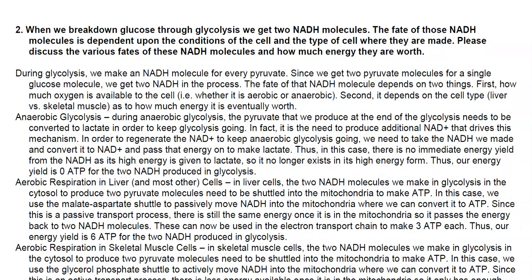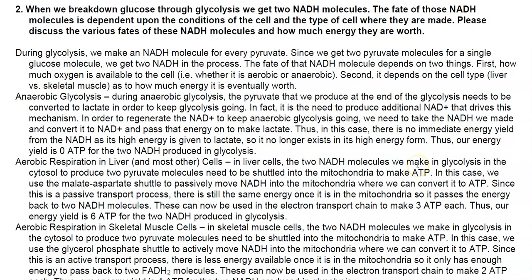Question 2 basically says when we break down glucose through glycolysis and we get 2 NADH molecules, the fate of those NADH molecules is dependent upon the condition of the cell and the type of cell where they're made. Please discuss the various fates of these NADH molecules and how much energy they are worth.